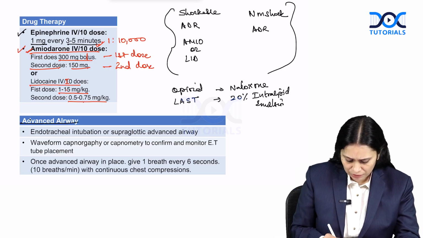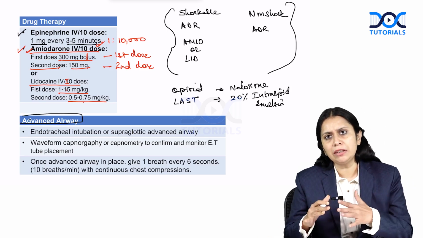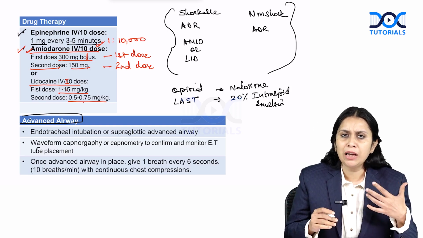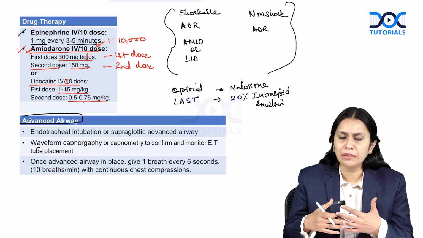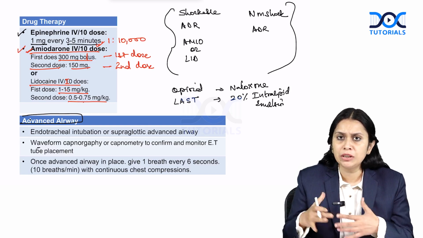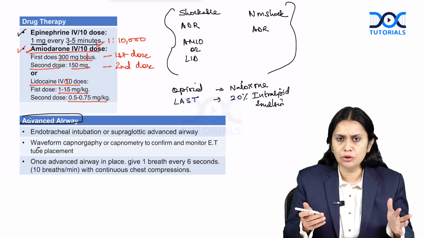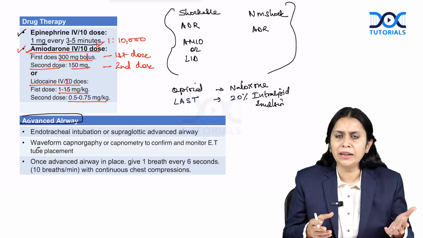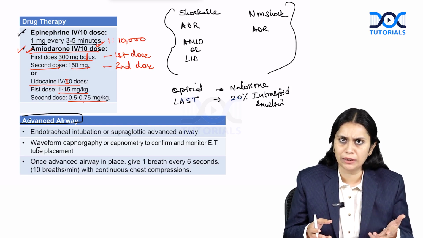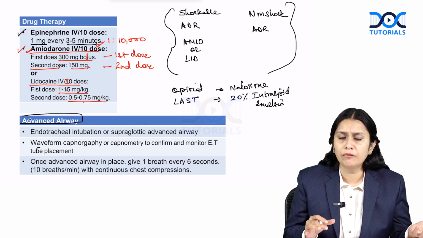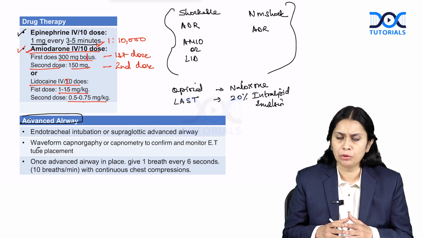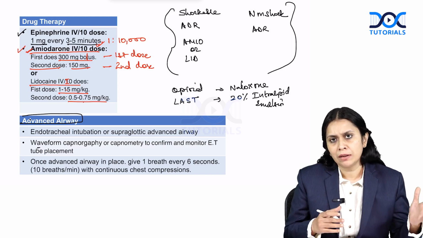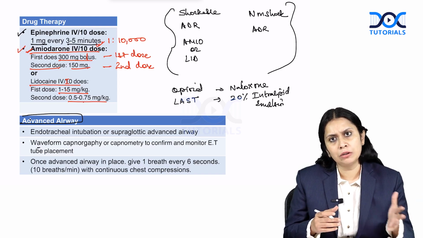Now let us talk about the advanced airway. As I said, in between the management of resuscitation, any time, if we can secure the advanced airway without disturbing the chest compression, we should secure the airway. And we should try to go for any device, endotracheal tube or supraglottic airway device, whichever we are more comfortable with in the particular scenario.